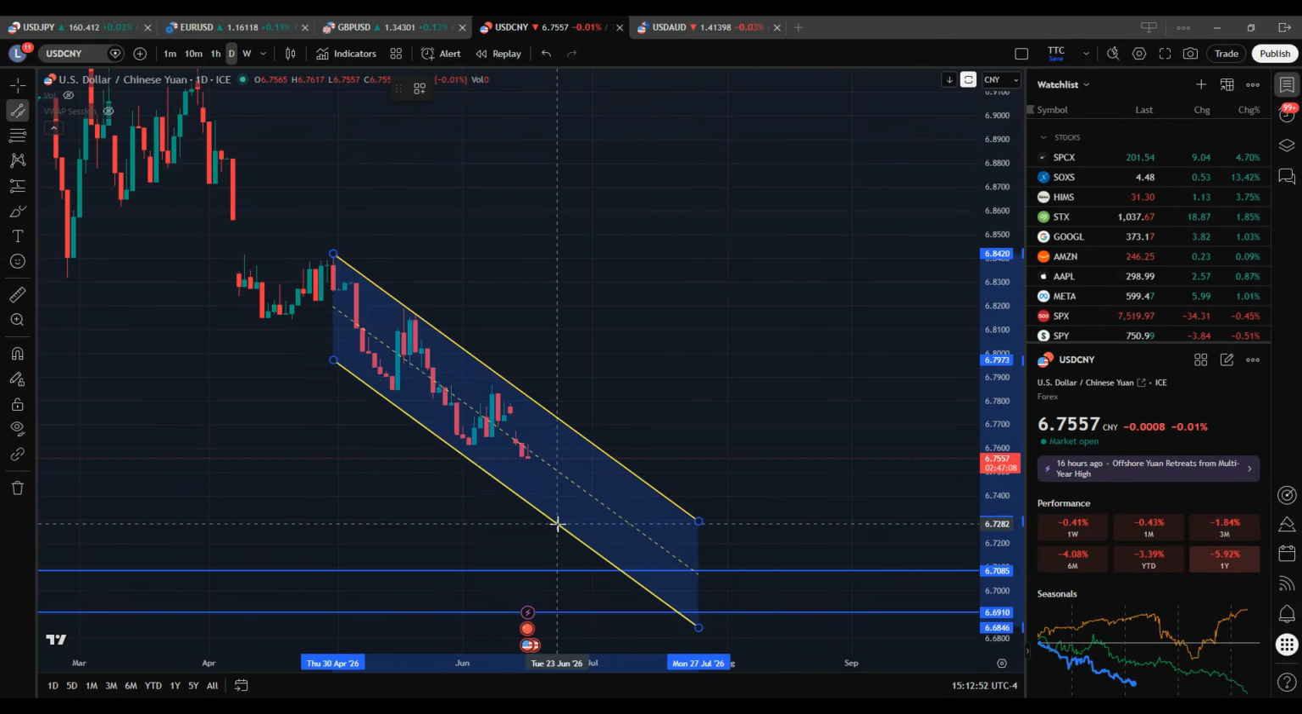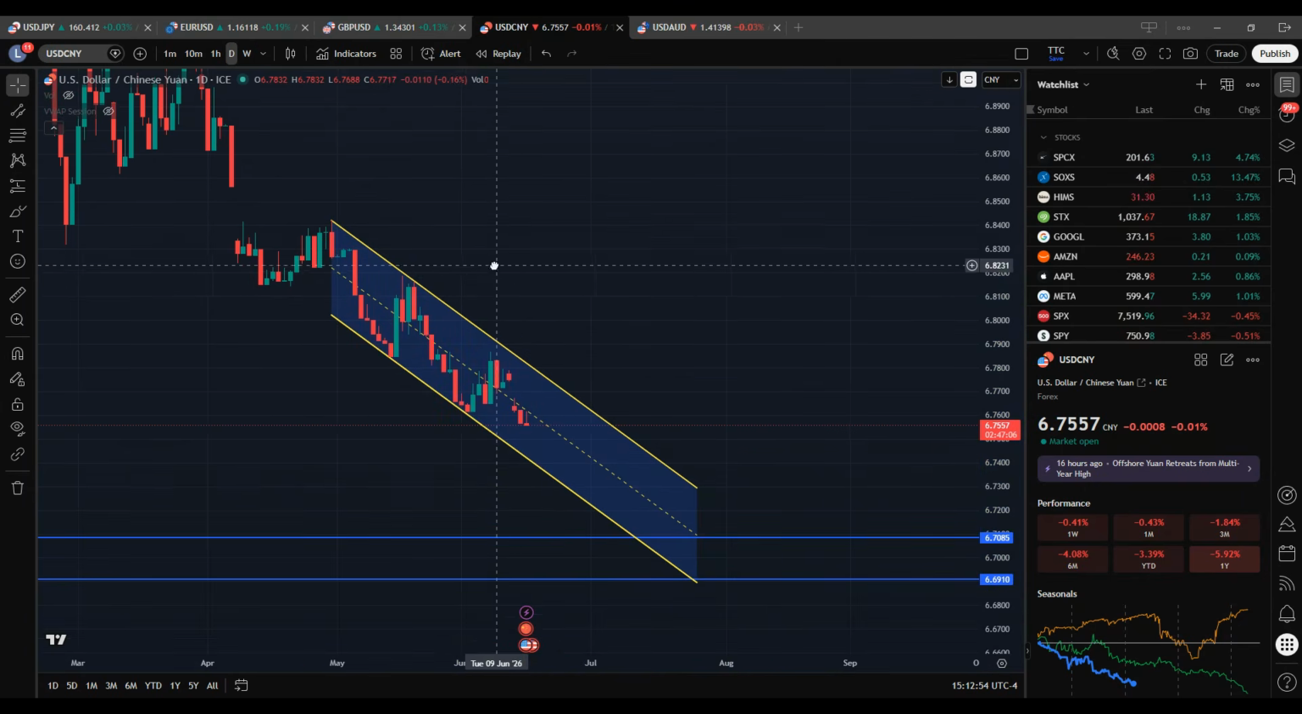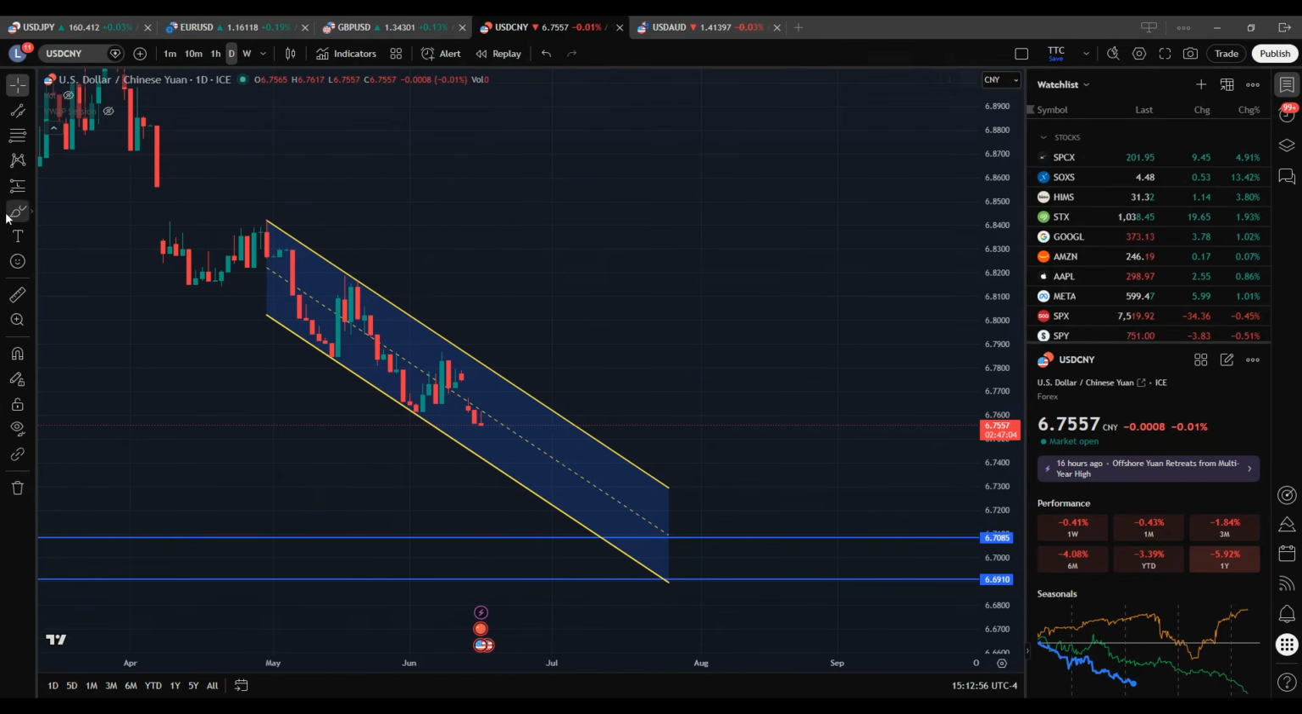nice parallel channel here, right? Have a beautiful downsloping parallel channel. If we can get a bounce off this and break higher, maybe retrace, then I think we can get closer to that 6.88, 6.89, $7 per Chinese yuan level here. But we need to see a move higher out of this downsloping parallel channel.